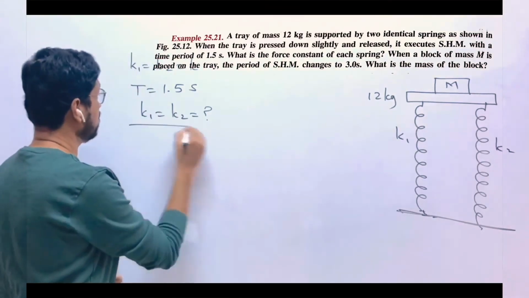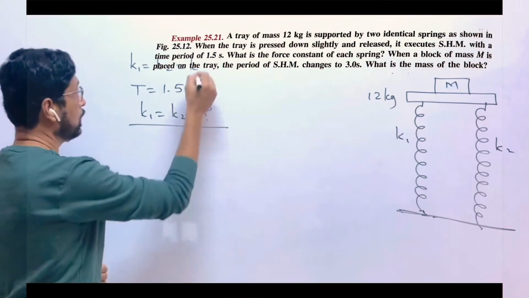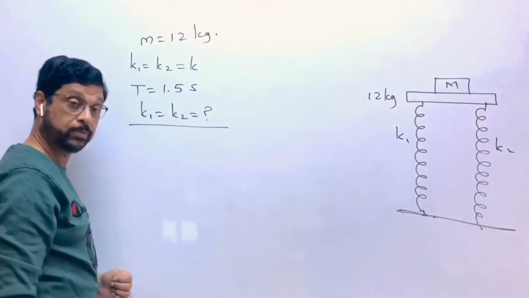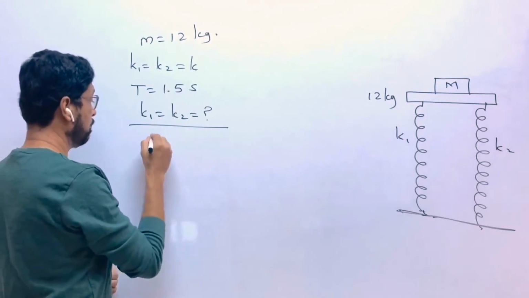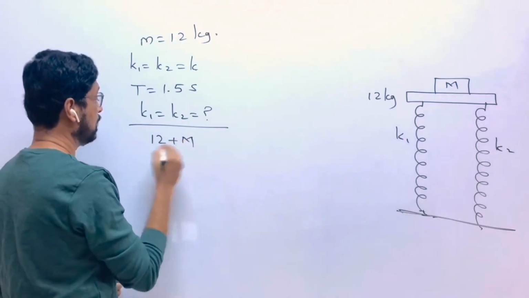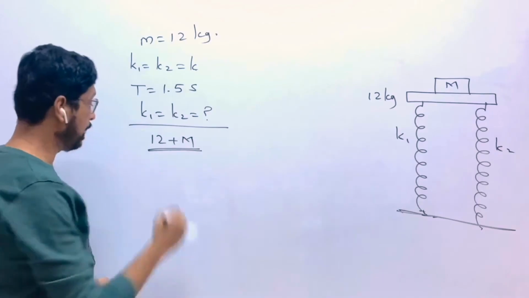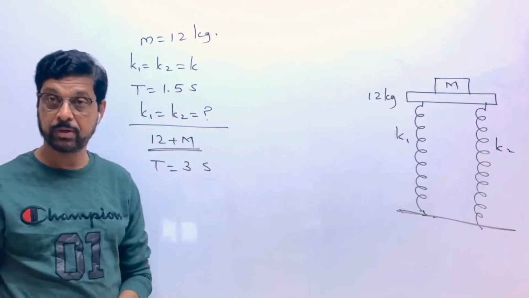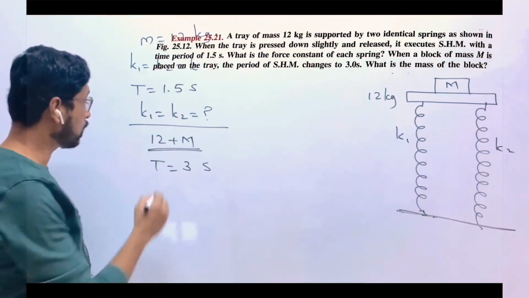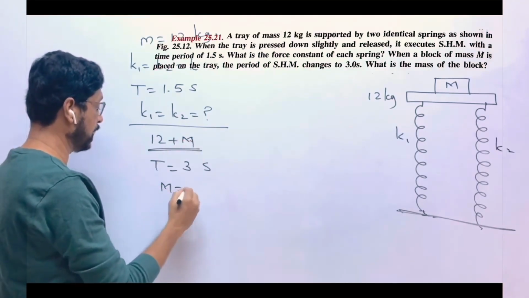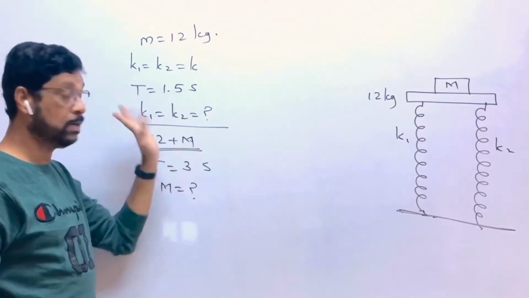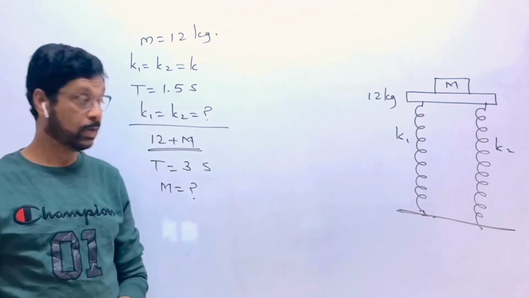So this first condition is over. In this condition, mass was 12 kg. Now in the second condition, mass is 12 plus capital M, and the periodic time is 3 seconds. What is the mass of the block? You have to find this capital M. This is the complete question. You have to find K.